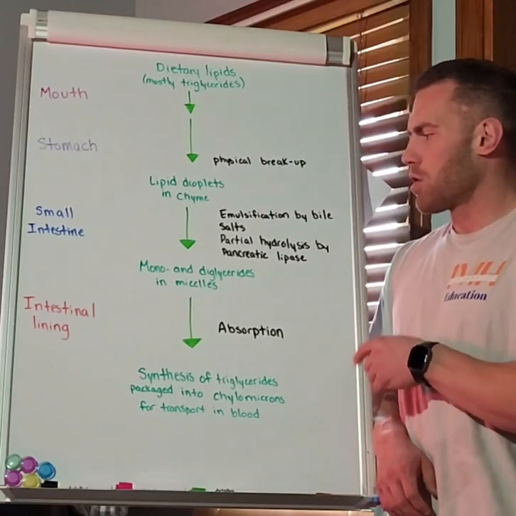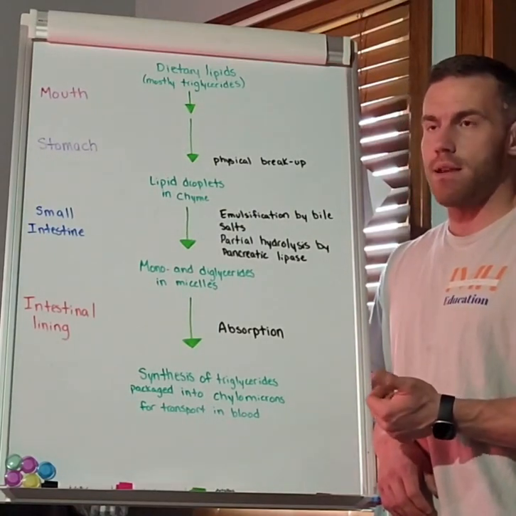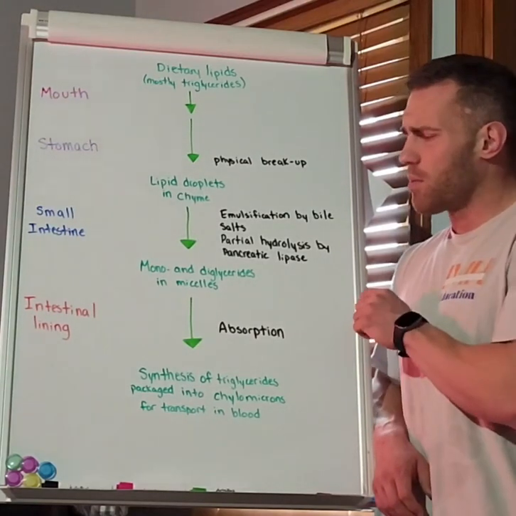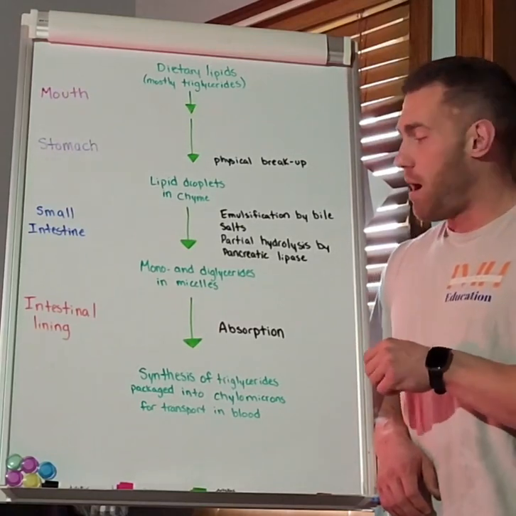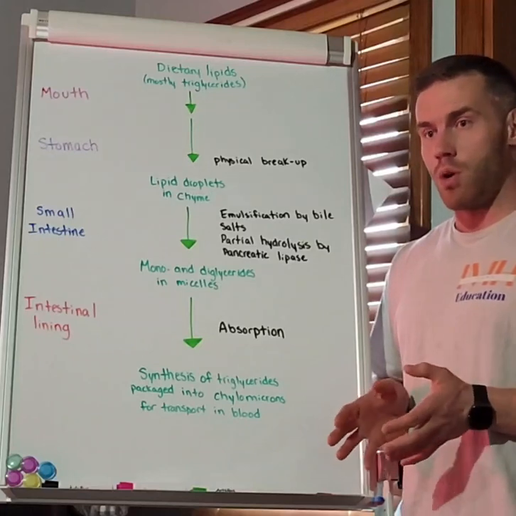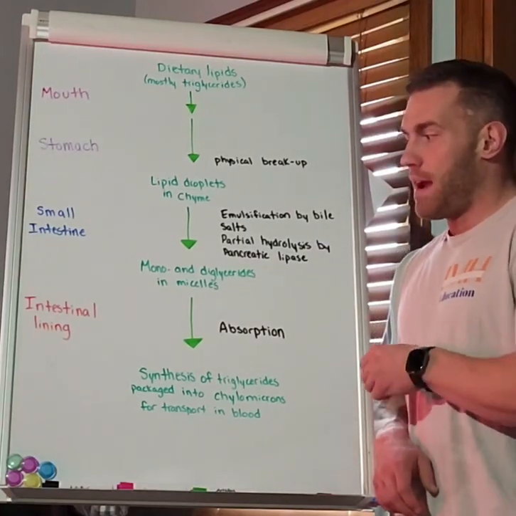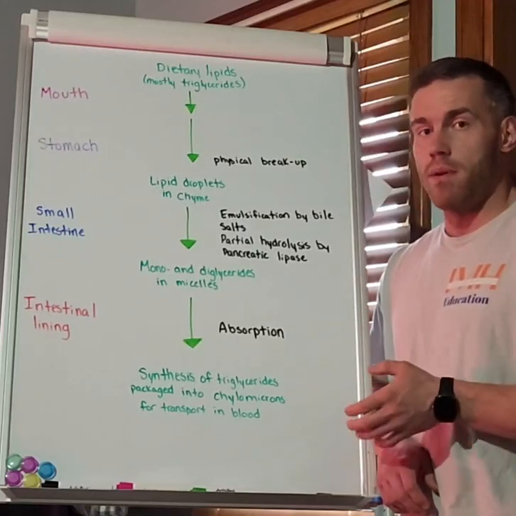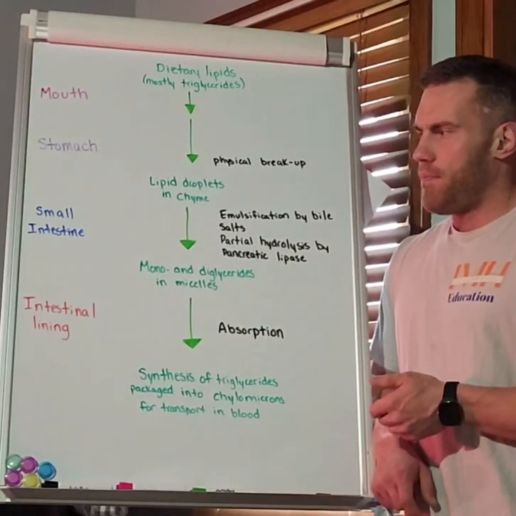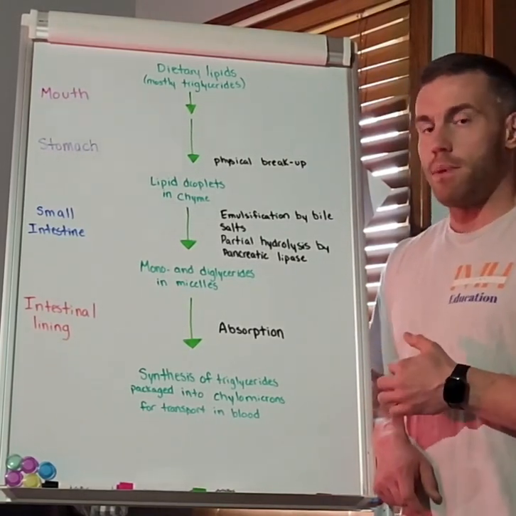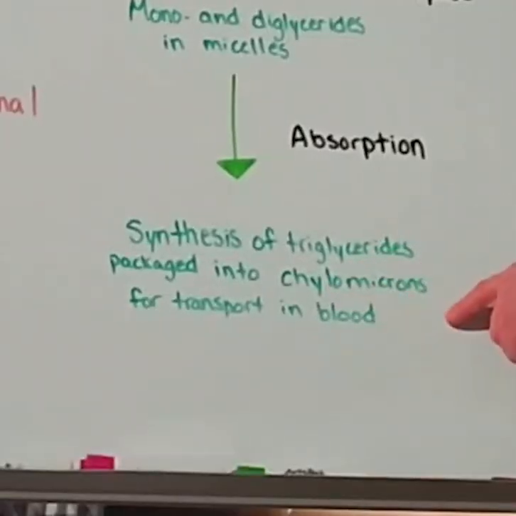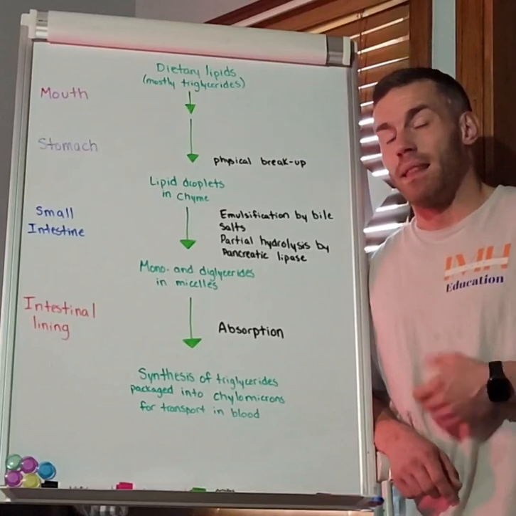We also have partial hydrolysis by pancreatic lipase, so we have pancreatic enzymes coming in and breaking down these lipid molecules as well. So they're broken down into smaller mono and diglycerides. So we think mono is 1, di is 2. They're broken down into shorter chains or shorter pieces, right? And that is so we can absorb them through the intestinal lining, just like most other nutrients. Now, once they're absorbed, they have to be transported. So they are packaged into something called chylomicrons, okay, for transport by the lymph system.